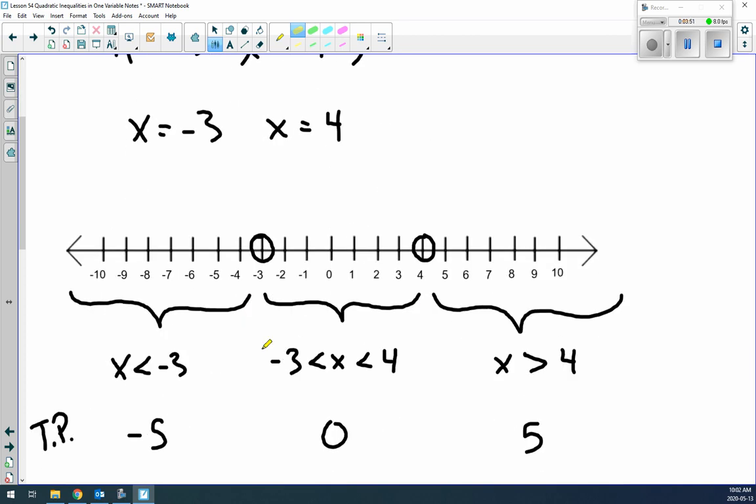Now, the solution is either going to be on the left and on the right, or in the middle. So let's set up our inequalities. So x is less than -3.